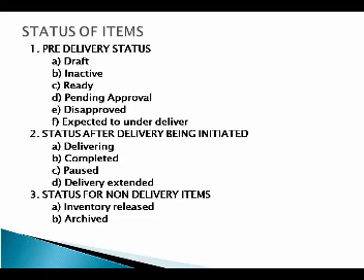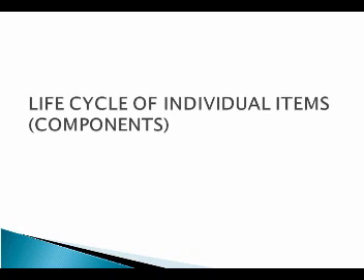So pre-delivery status: draft, inactive, ready, pending approval, disapproved, expected to under deliver. Status after delivery being initiated: delivering, completed, pause, delivery extended. Status for non-delivering items: inventory released, archived. Okay, so you might have seen this is all related to online marketing. When you order from Flipkart, all this you can see. So life cycles of individual items, components.